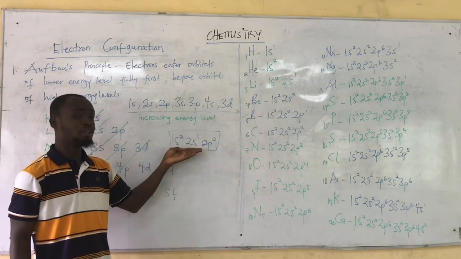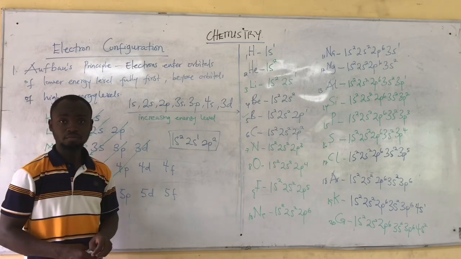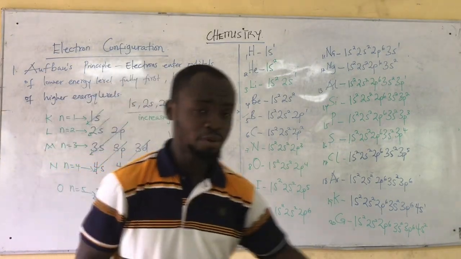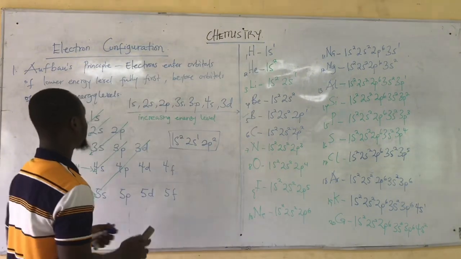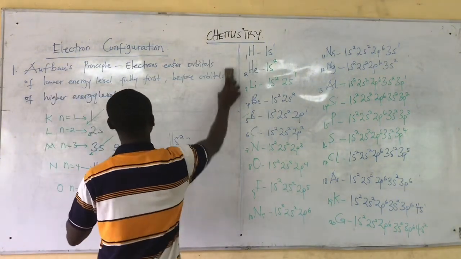Once I write it this way, I'm violating the Aufbau principle. That is the Aufbau principle. Now let's move on to the next principle, known as the Pauli's exclusion principle.